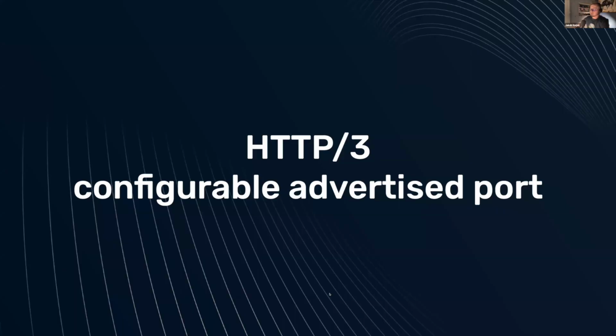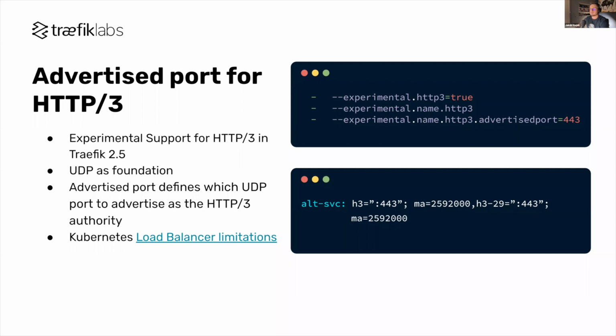Another new feature that we have introduced is the HTTP/3 configurable advertised port. As you already know, Traefik has supported HTTP/3 since 2.5. That was the first implementation of HTTP/3. The major difference between HTTP/2 and HTTP/3 is the protocol, because HTTP/2 relies on the TCP protocol, and now HTTP/3, which is still in draft mode, uses UDP.